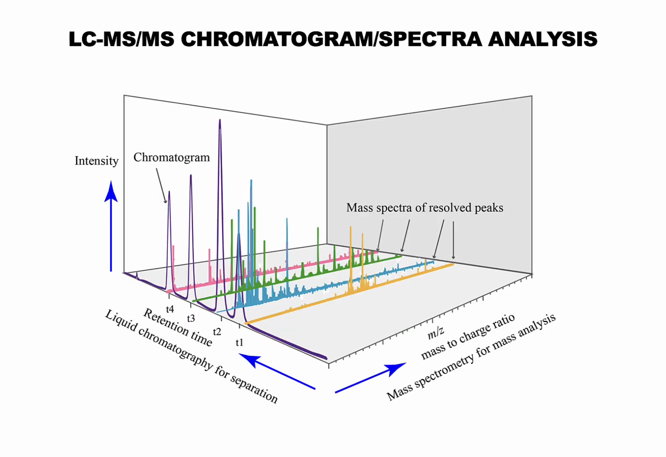The slide illustrates a typical LC-MS chromatogram spectral analysis. The x-axis shows the mass-to-charge ratio of every molecular fragment, while the y-axis shows the retention time of each molecule in purple. The z-axis is the intensity of the signals. Higher intensity peaks represent a higher amount of the molecular fragment or ions.